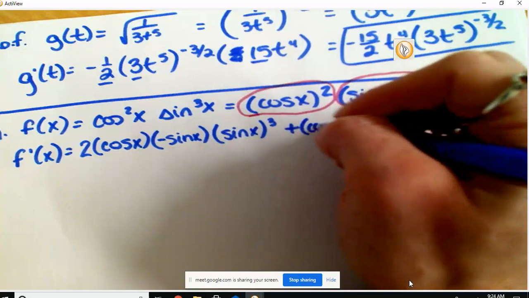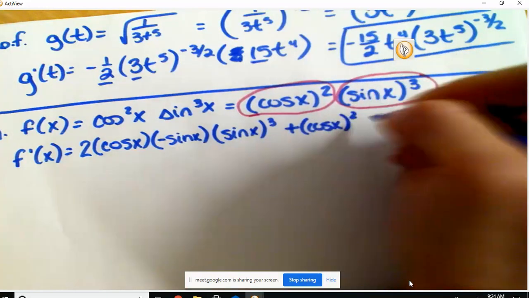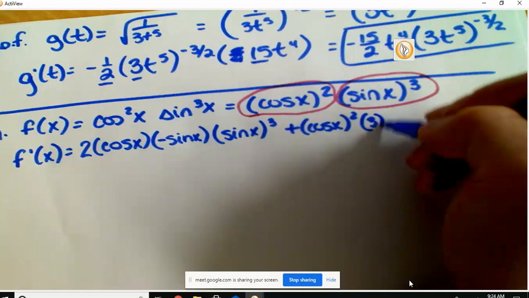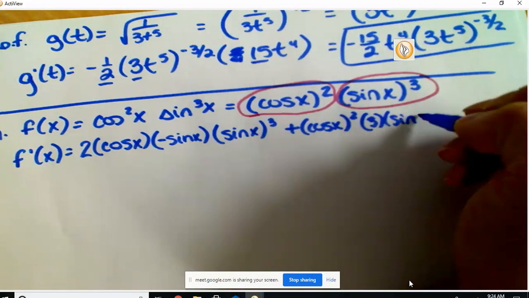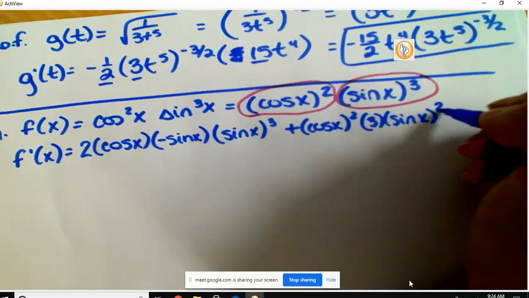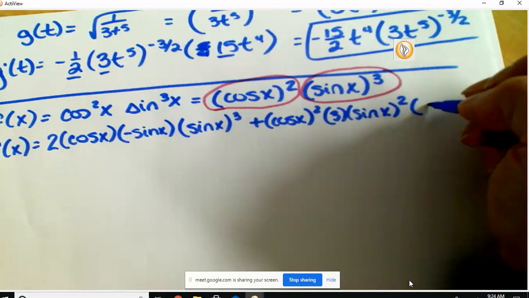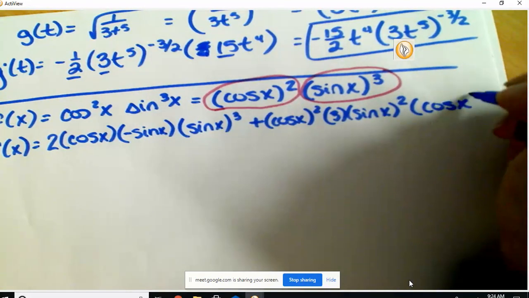Plus the first. Derivative of the 2nd. So the 3 comes down. Inside stays the same. Subtract 1 from the power times the derivative of the inside. Derivative of sine is cosine.